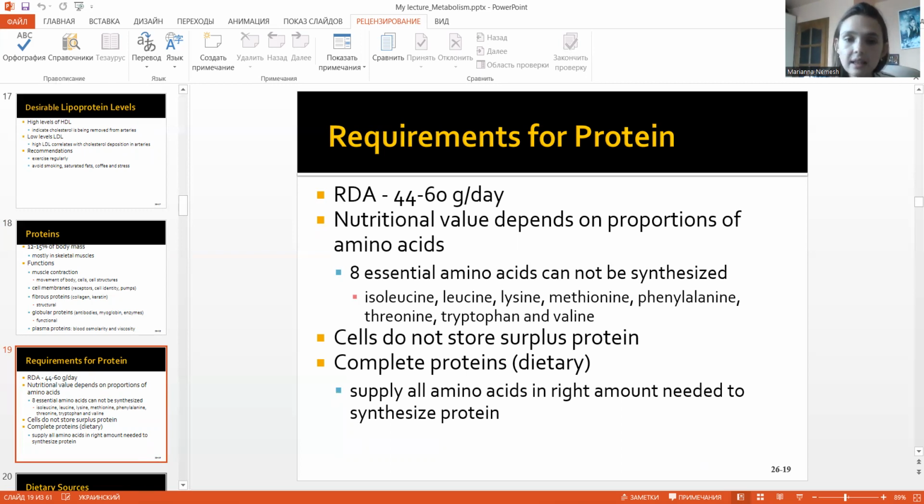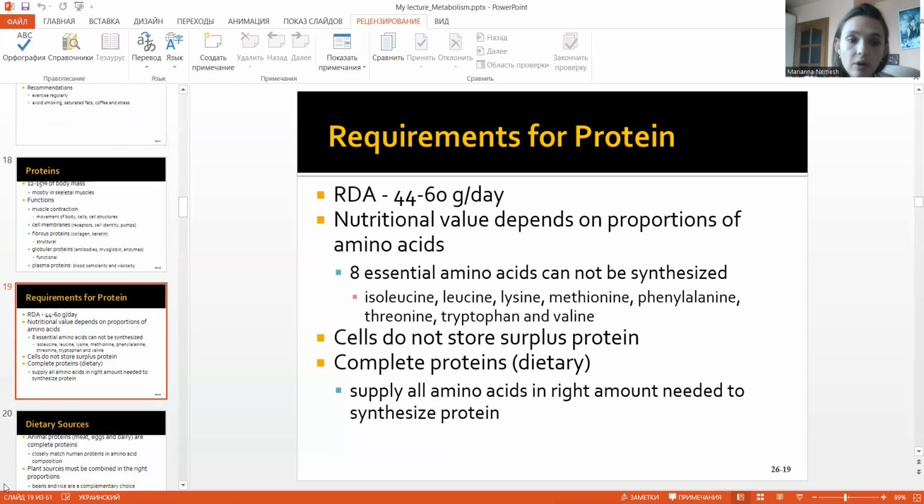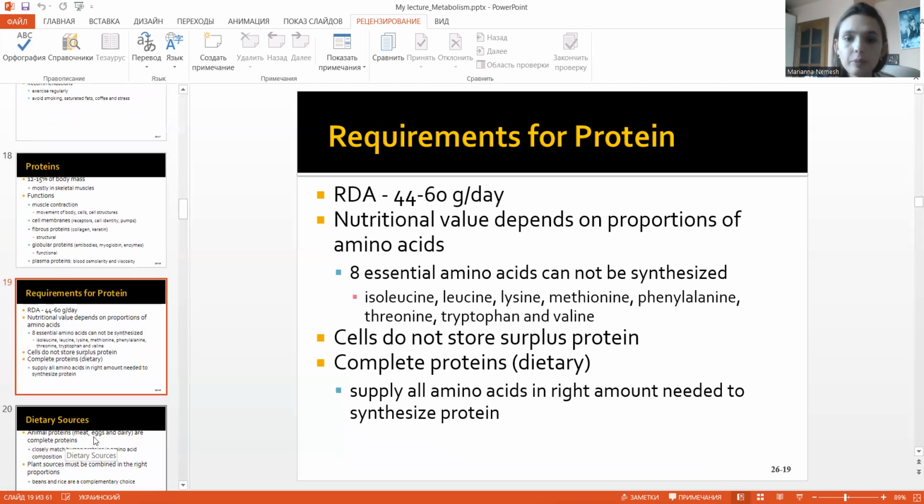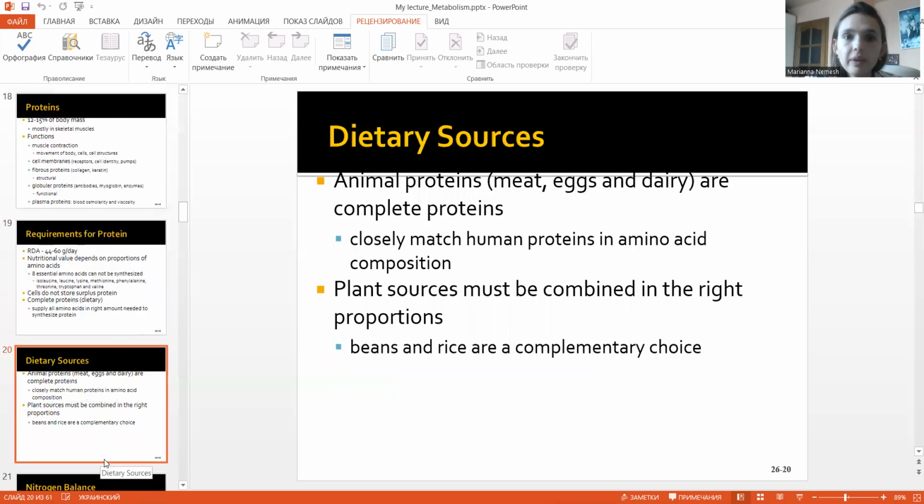Complete proteins supply all amino acids in the right amount needed for the synthesis of proteins. Animal proteins, presented in meat, eggs, and dairy, are complete proteins. Plant sources must be combined in the right proportion. Examples of plant proteins are beans and rice, a complementary choice.